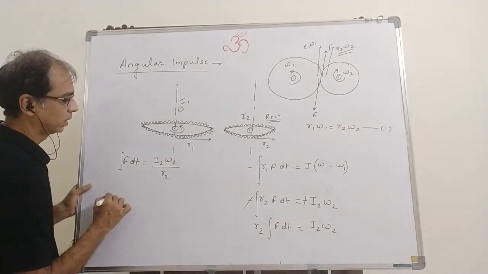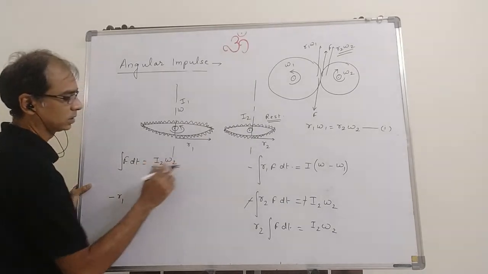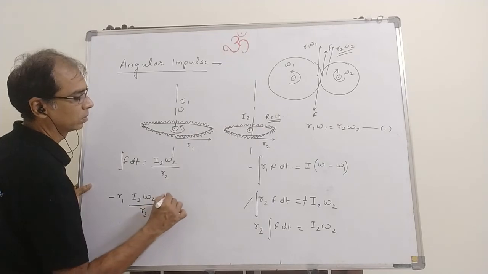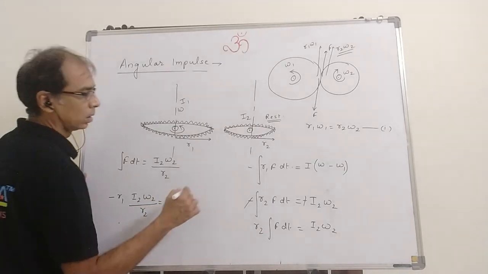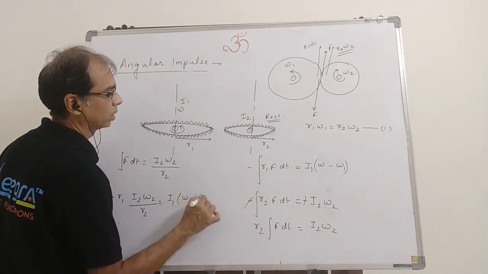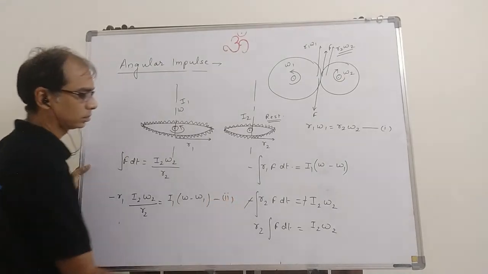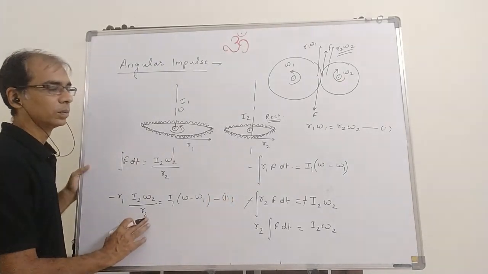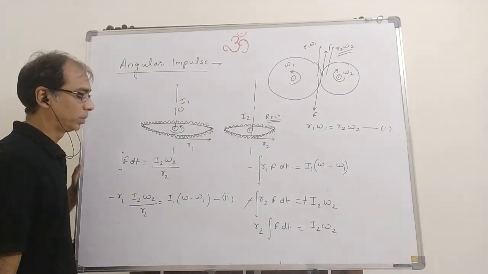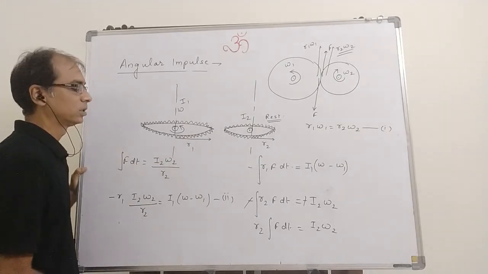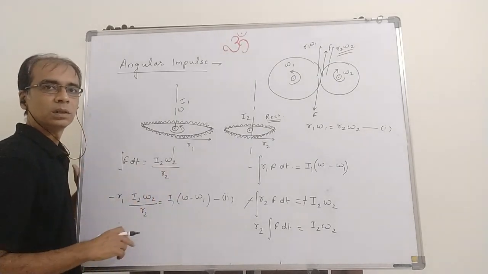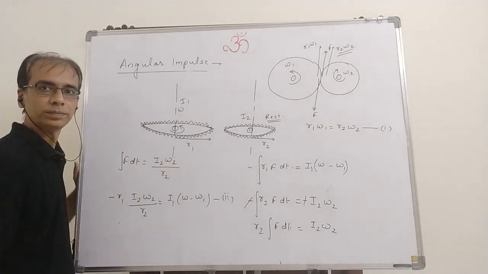This equation is what? Minus R1 into F dt. F dt is this, so I2 omega 2 by R2 equal to I1 omega minus omega 1. This is our second equation. First equation is this. You already have a relation between omega 1 and omega 2. Right? So we can change this omega 1, write it in terms of omega 2 and then I can get omega 2 value. Same way we can get omega 1 value also.